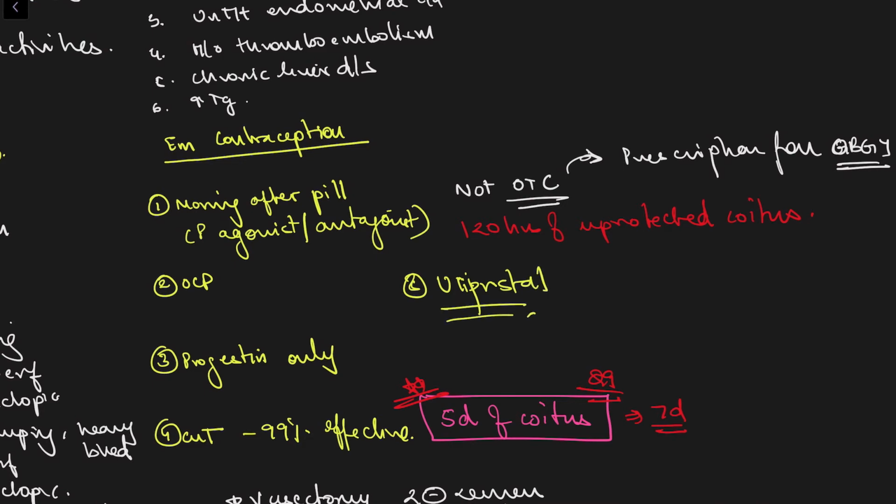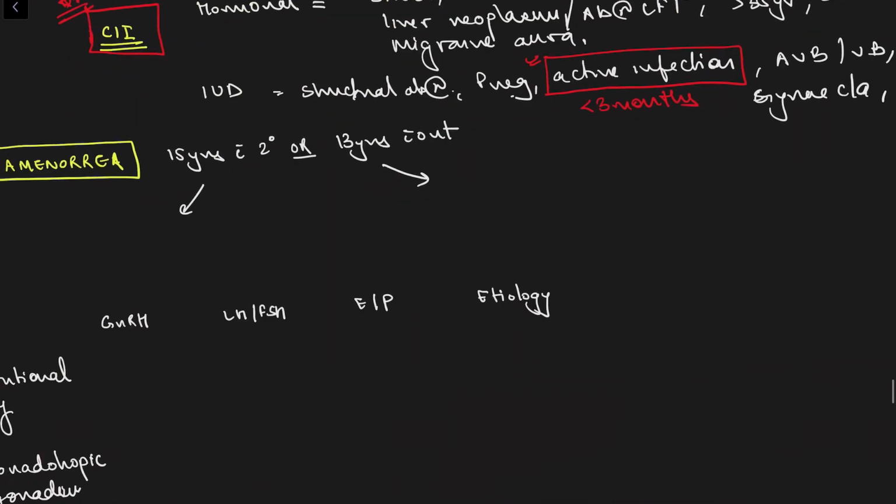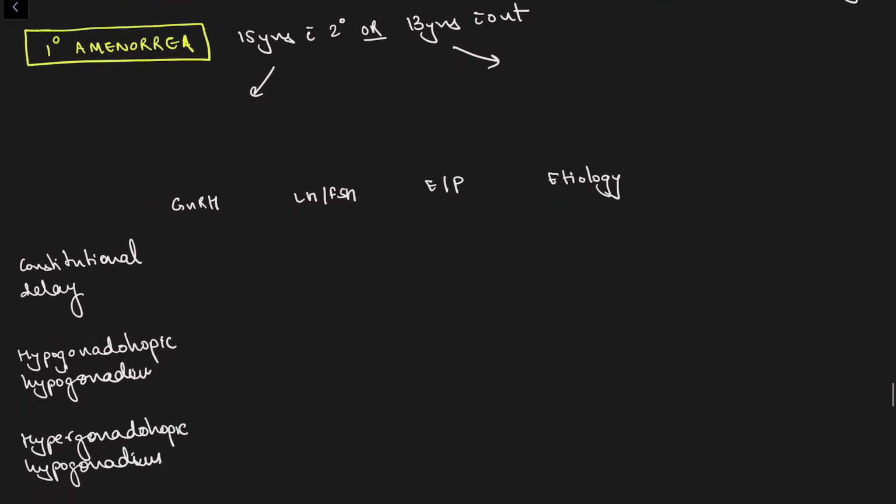All right, let's move to the next topic, which is amenorrhea. So, amenorrhea is defined as absence of menses up till 15 years of age if secondary sexual characteristics are not present, or 13 years of age, sorry, 15 years of age if secondary sexual characteristics are present, or 13 years of age without the presence of secondary sexual characteristics.